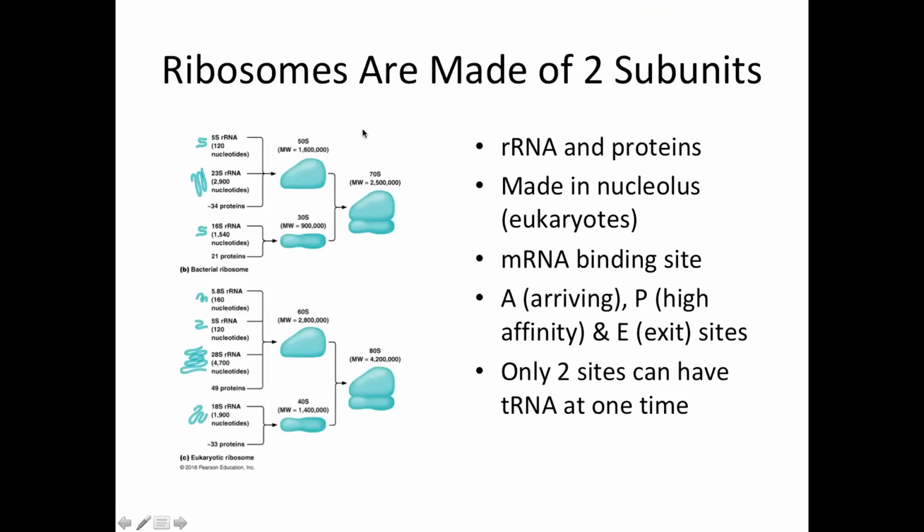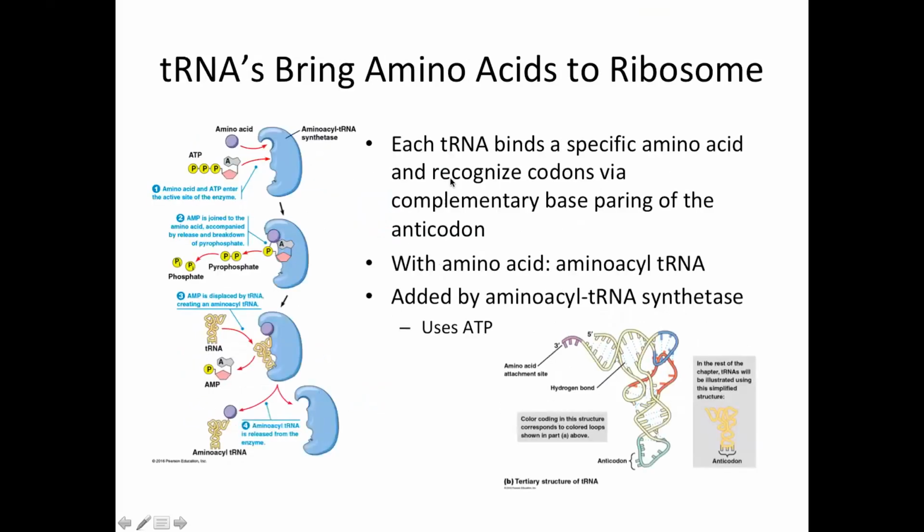If you're filling a site, you're going to fill that P site first, and then an exit site, which has the lowest affinity, and it will shoot out the tRNA. And at one time, you can only have 2 of those 3 sites occupied with tRNA. So what are our tRNAs?